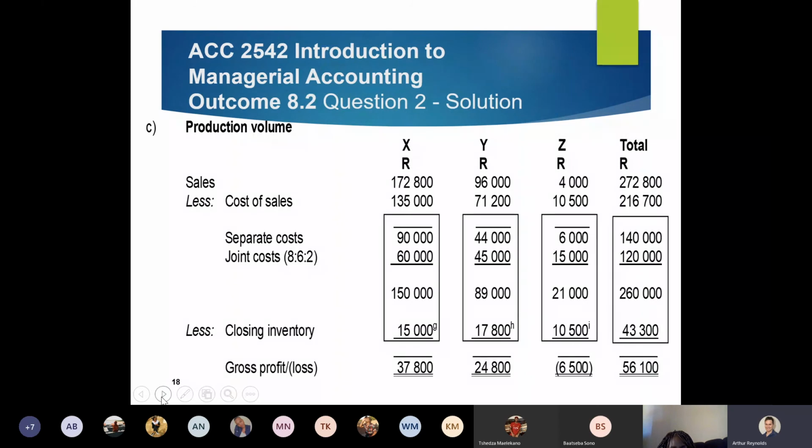So the sales, if we do it in a P&L format, we can see this is not based on volume. The sales numbers are given, so these are for each of the different products. The cost of sales is the sum. The separate costs are given. Joint cost is based on value. As you can see, there's a ratio of 8, 6, and 2.